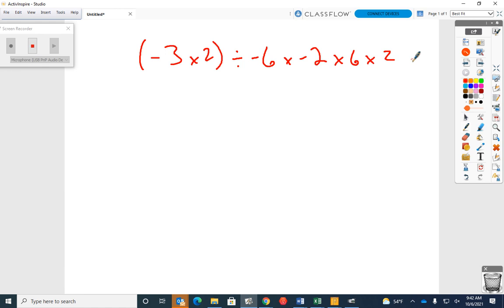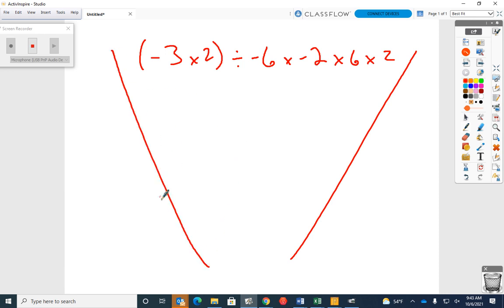Okay, here we go. I'm going to start with my funnel. Now I look for parentheses. Do I have any parentheses there? Yes. I'm going to take care of these. What's negative 3 times 2? Negative 6 divided by negative 6 times negative 2 times 6 times 2. Okay.